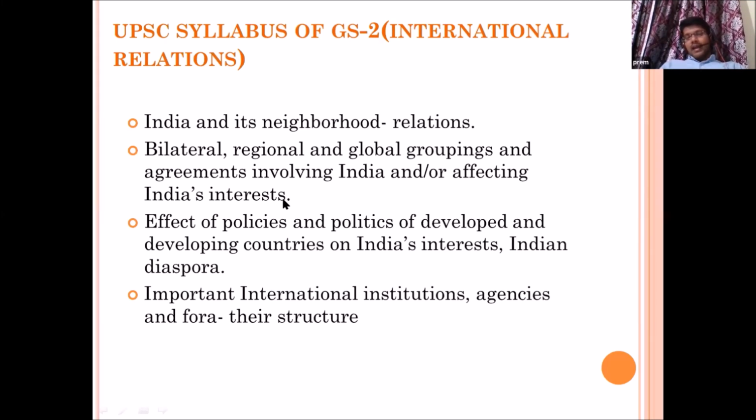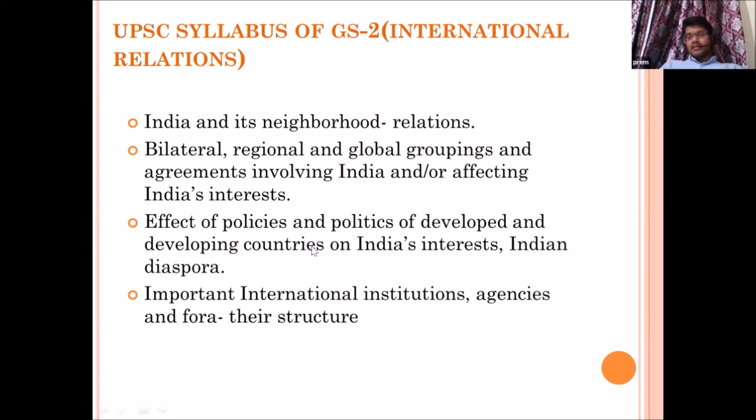Similarly, the third one, effect of policies and politics of developed and developing countries on India's interests, Indian diaspora. So here you have to be a bit cautious, because every year at least two questions are coming from this subcomponent. What is this effect of policies and politics? One prime example that I can give in this area is BRI of China. What is BRI of China? Belt and Road Initiative of China. So this is nothing but a very important and long-term consequence impacting policy of a developing country called China. So how that will impact on India, how that will impact on the world. So this is one example.